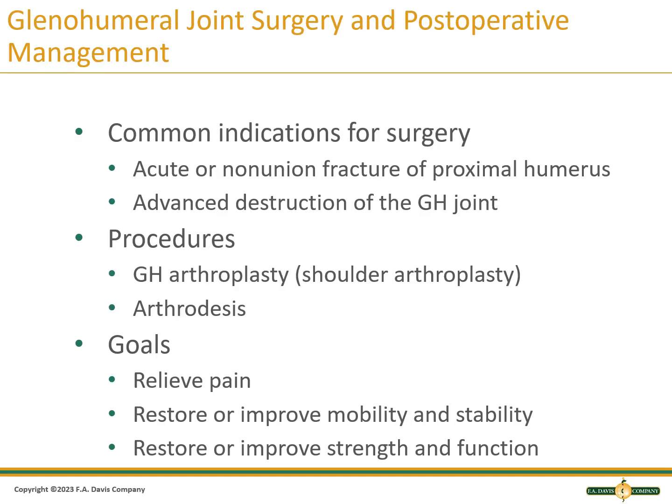If the shoulder can't be managed non-operatively, then they will decide to do surgery. Common indications for surgery are going to include acute or non-union fractures of the proximal humerus or advanced destruction of the GH joint, so those arthritic changes. Common surgical procedures would be a glenohumeral arthroplasty or shoulder arthroplasty, and we know we have a reverse and a regular total shoulder arthroplasty, and an arthrodesis. And the goals of each of these surgical interventions are going to be to relieve pain, restore or improve mobility and stability, or restore or improve strength and function.